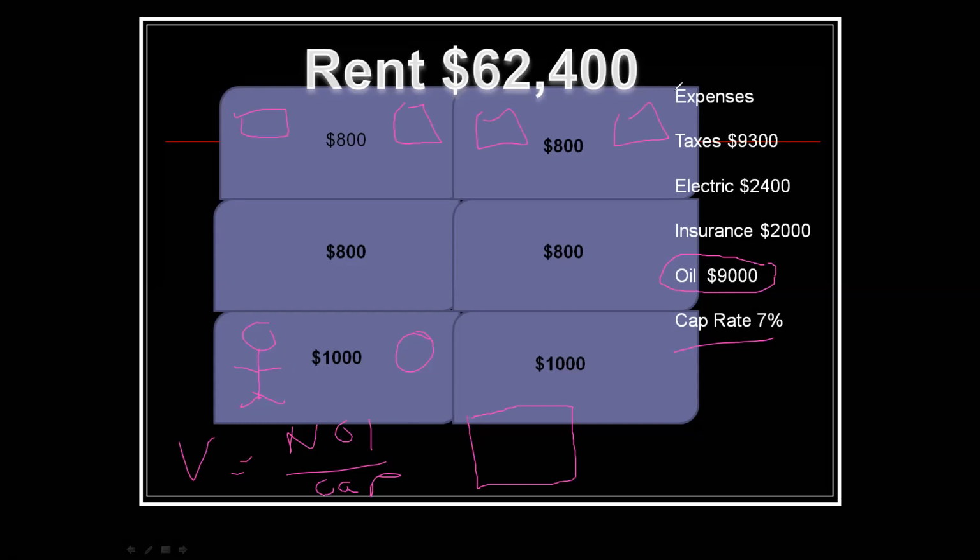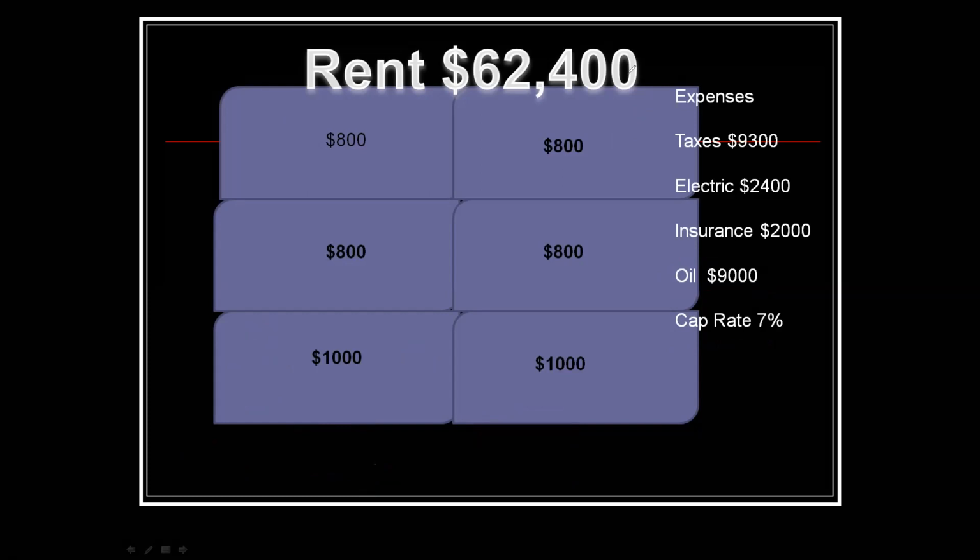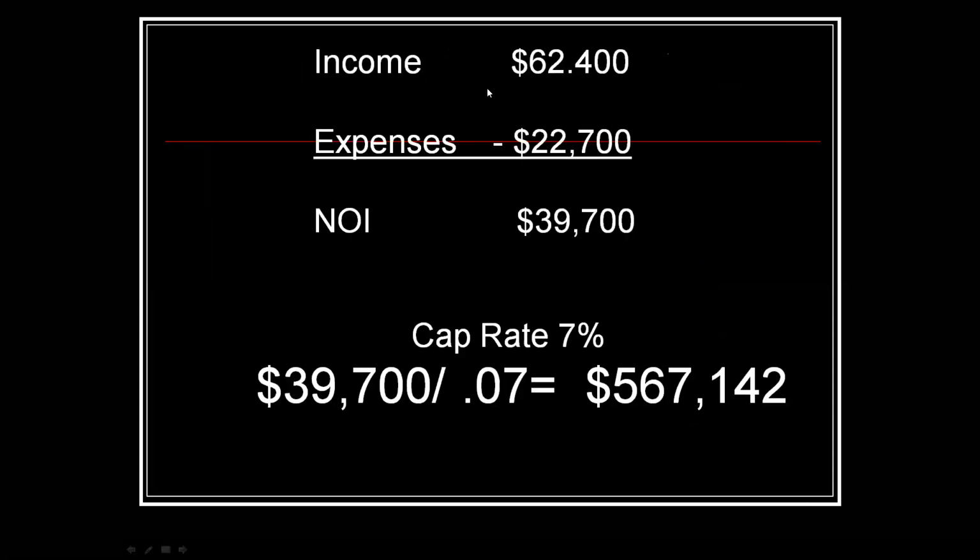So I was having trouble selling this building because everybody thought the price was too high. If you use the numbers I have here, rent of $62,400, that's 5,200 times 12, is $62,400. That's the rent. I'm not including vacancy. We're just not going to count that tonight. But I'm going to subtract my expenses here and use my cap rate. So I'm going to get an income of $62,400. I'm going to get expenses of $22,700.